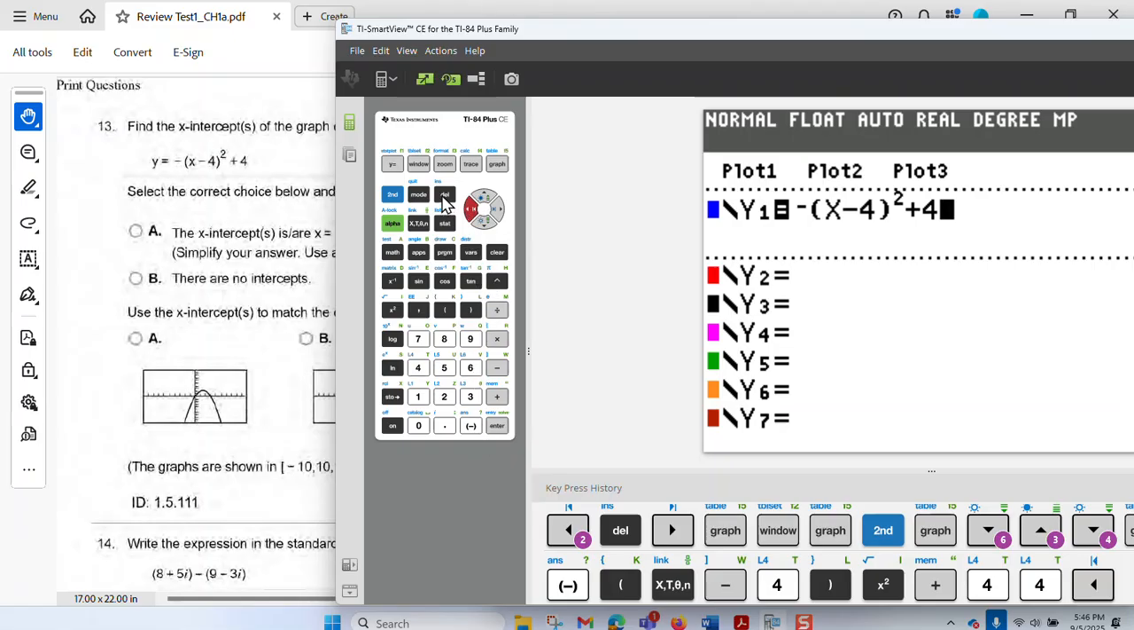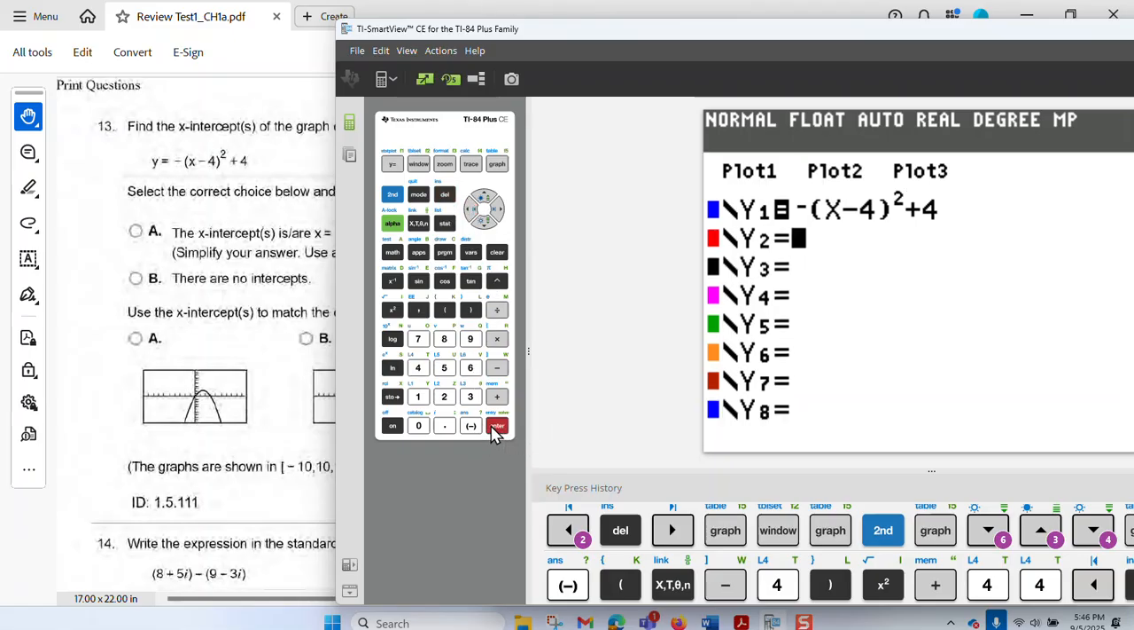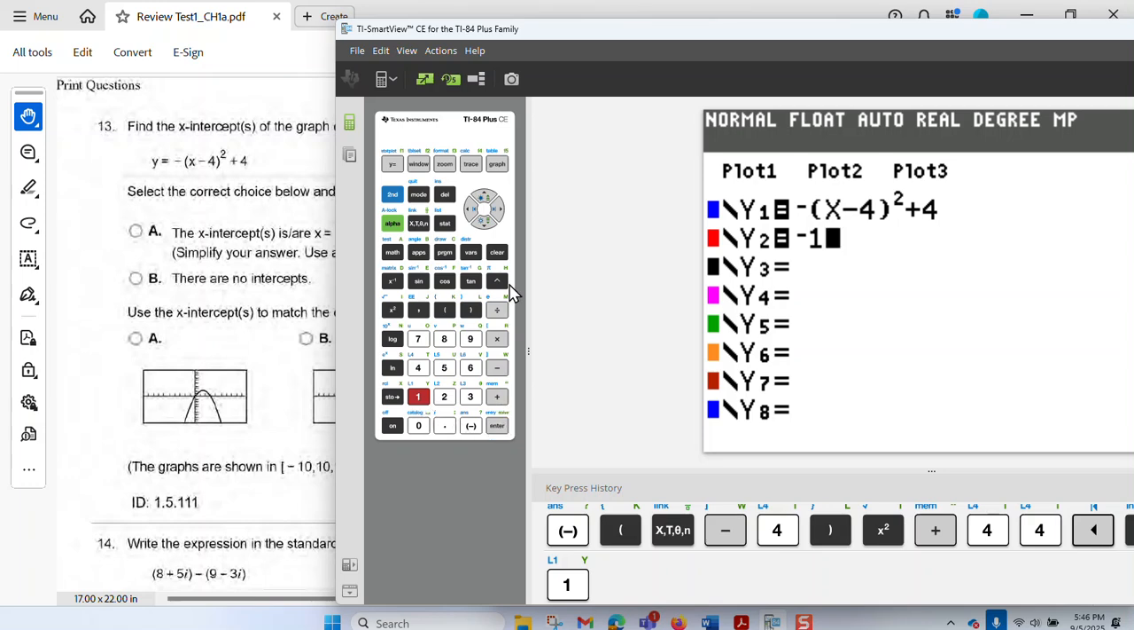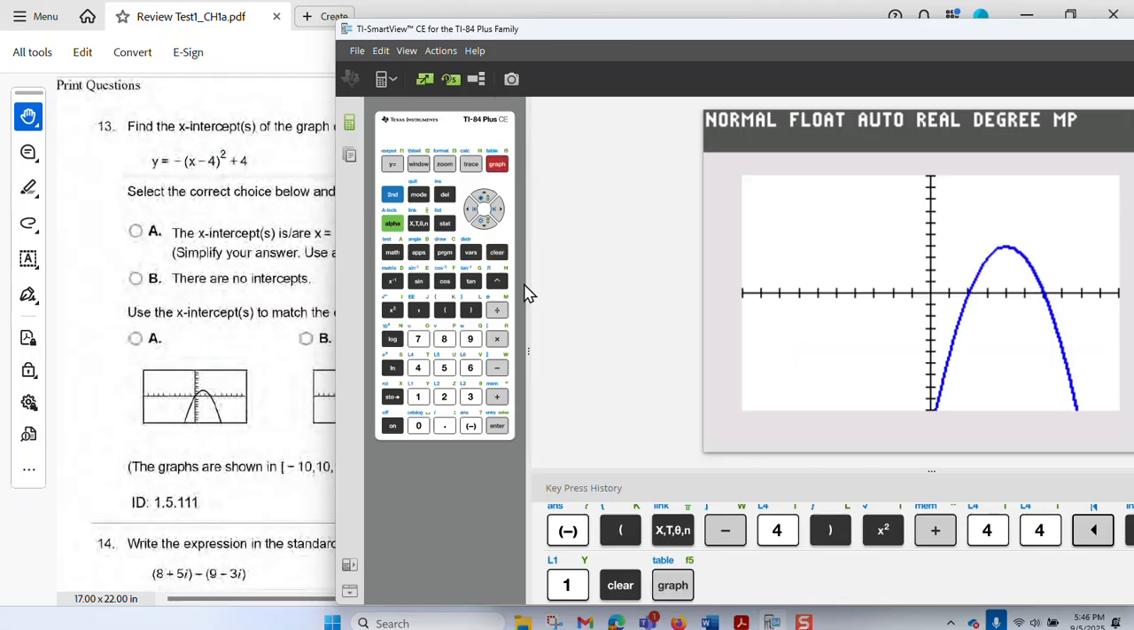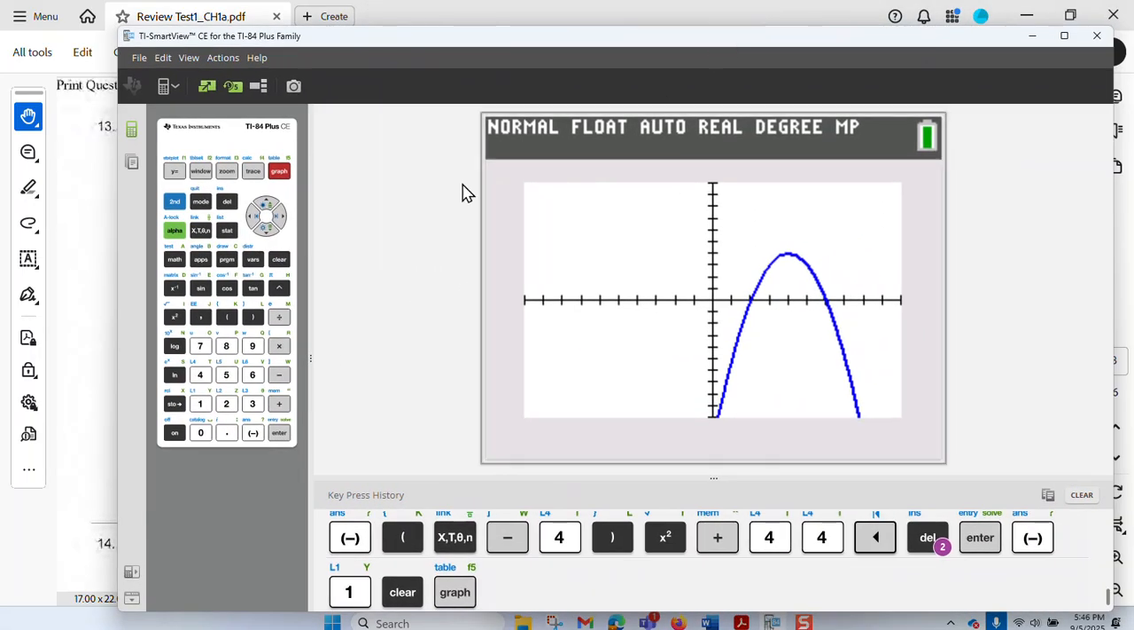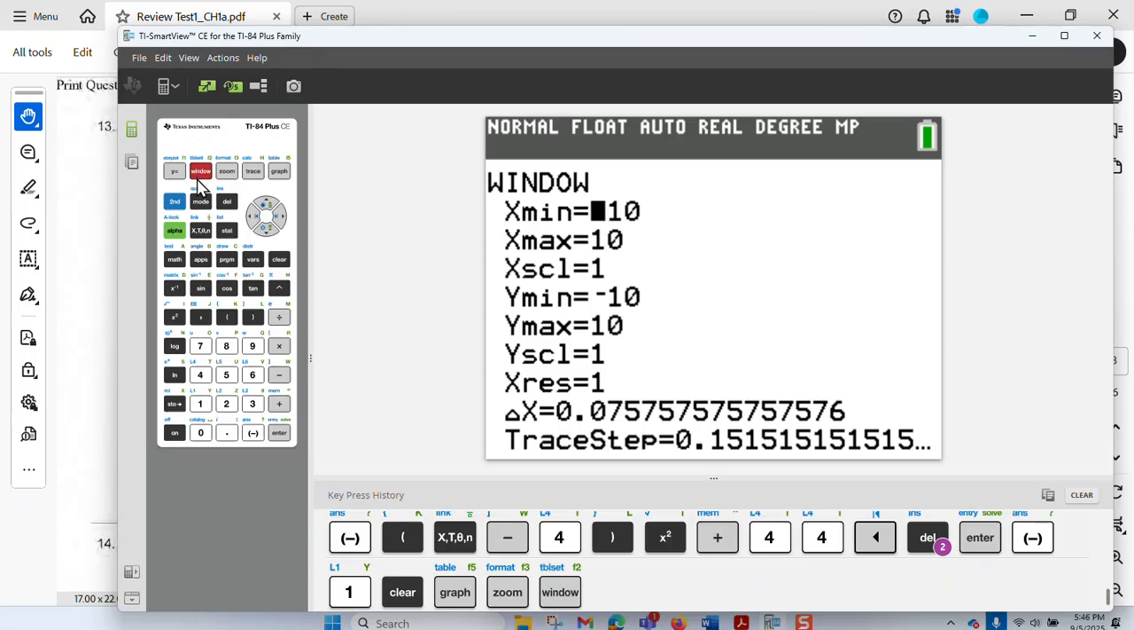The first one, negative, you have to use the parenthesis, this one right here. Okay, so that's how you do the negative one in here. All right, and then we graph. All right, so we can check our window. So yeah, our window here is -10 and 10, right? So that's how the graph will look.